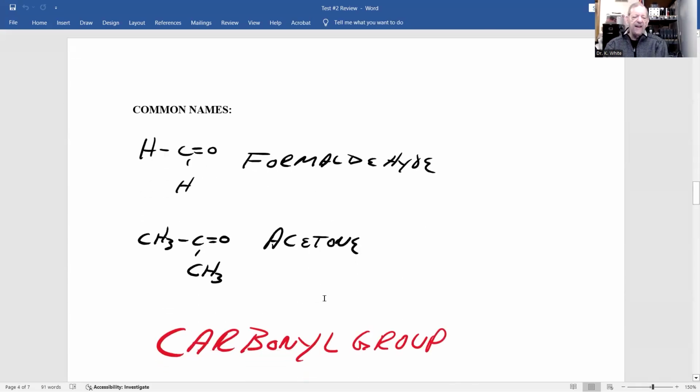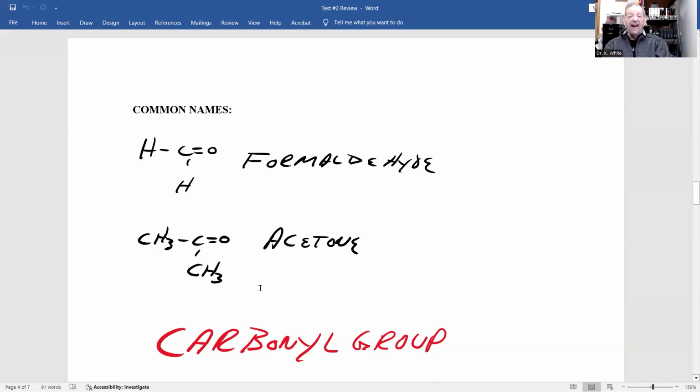Now, two common names that nobody ever uses the IUPAC name for, and you should know. The simplest aldehyde, turns out R can be a hydrogen, is called formaldehyde. Nobody calls this by the IUPAC name methanal. The simplest ketone is this one: three carbons, acetone, and R and R prime are methyl. Nobody ever calls this 2-propanone.